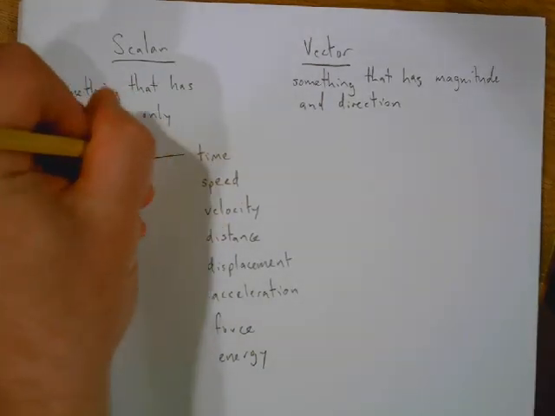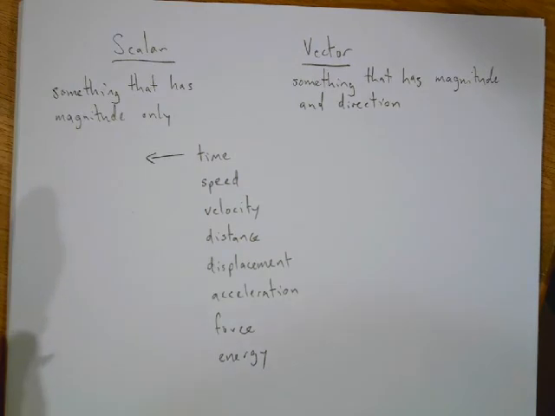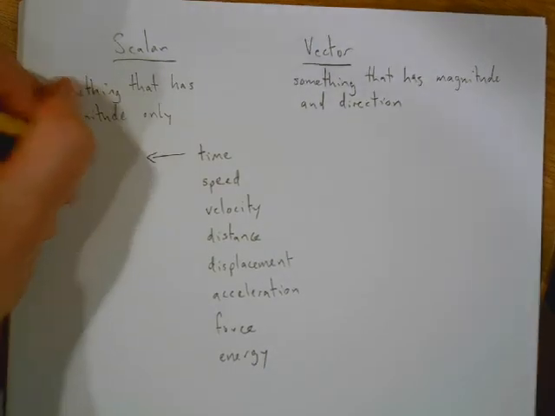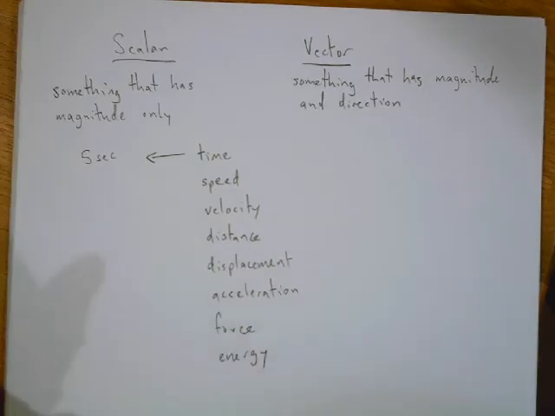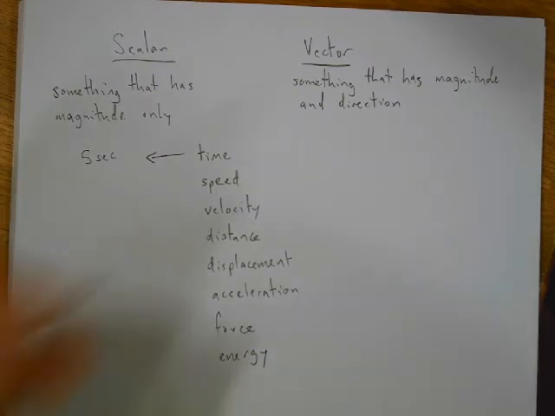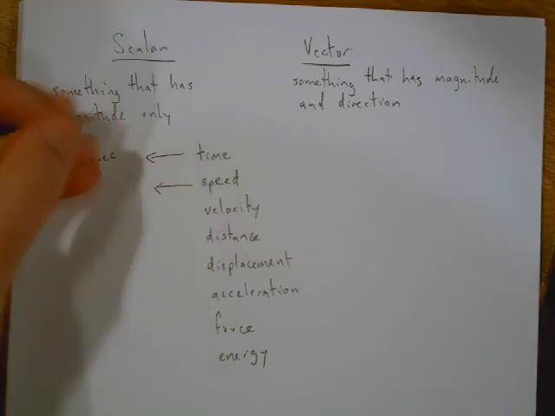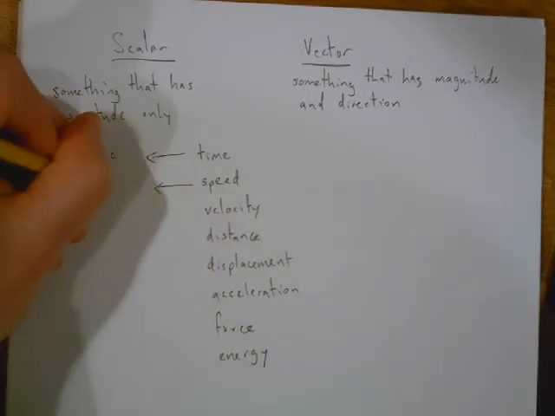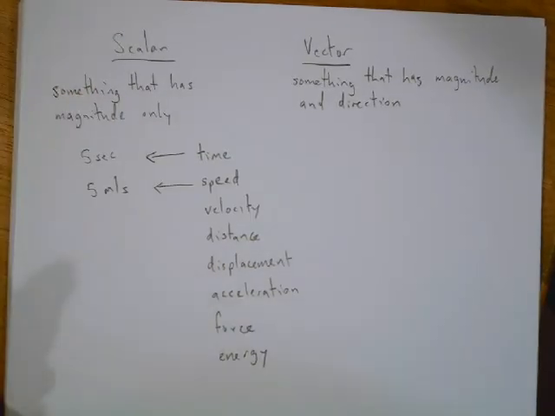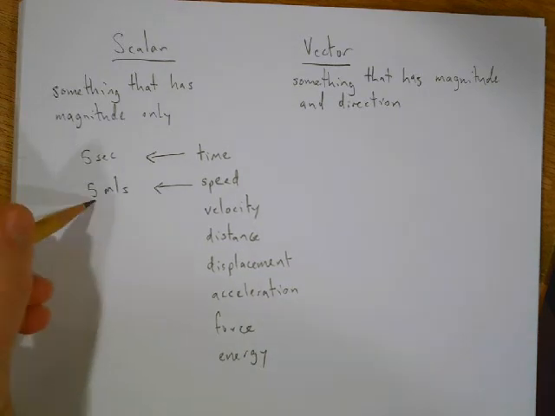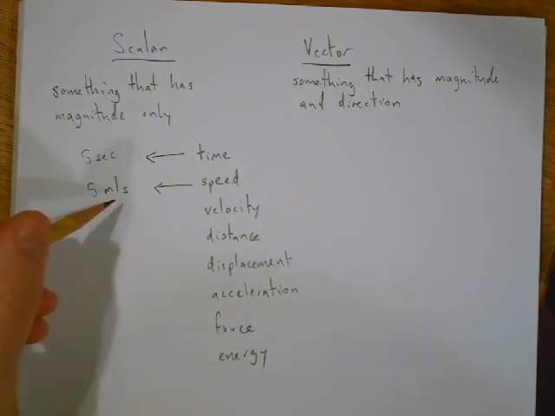Time is a scalar. If you say, hey, 5 seconds, you can't really say 5 seconds and then add a direction. That doesn't make sense. So 5 seconds is a scalar. Okay, speed, how fast you are going, is also a scalar. I am going 5 meters per second. That's just telling you the magnitude of how fast you're going.